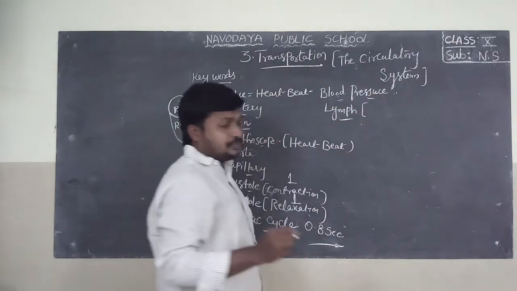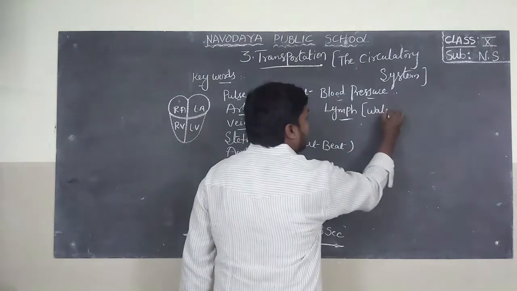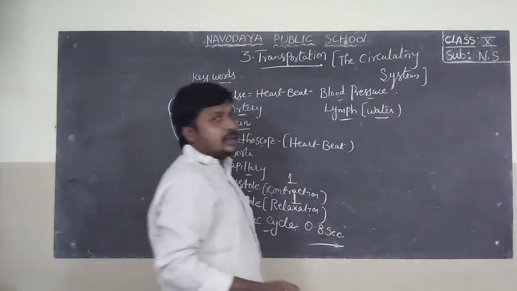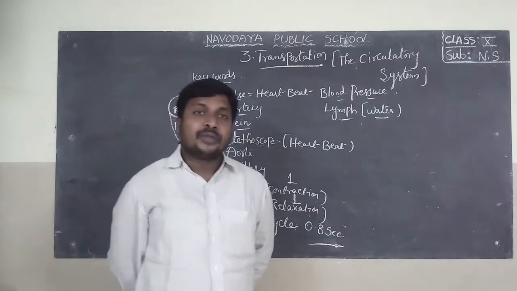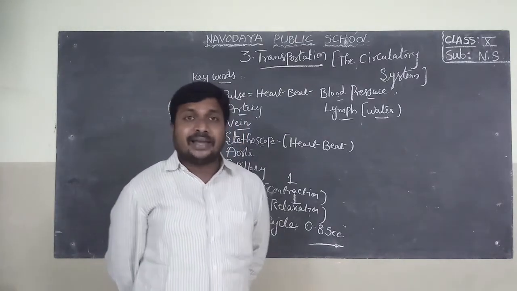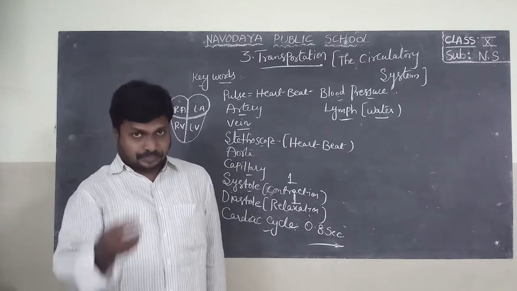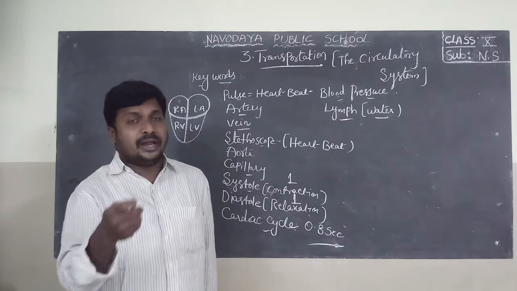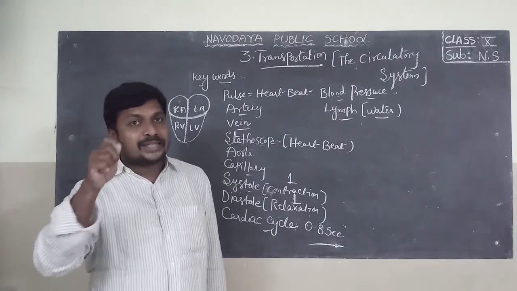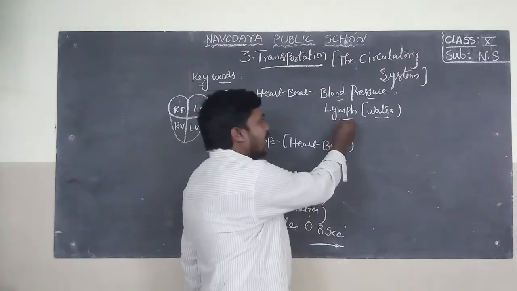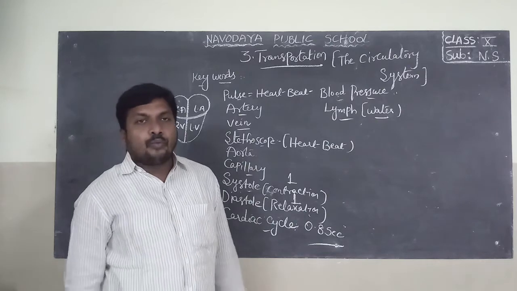Lymph is a Latin word, in English meaning water. Lymph is also called tissue fluid. When the heart pumps, the blood is carried by arteries to cells or tissues. Here, the amount of fluid present in the blood stays for some time in tissues, known as tissue fluid, simply called lymph.